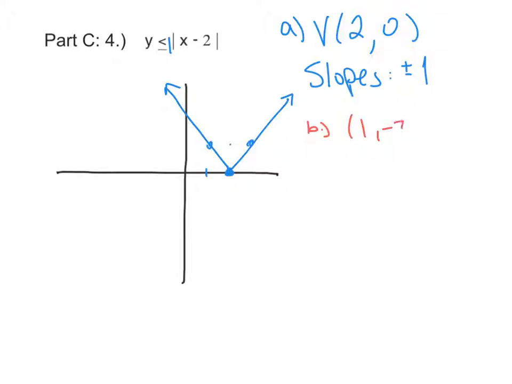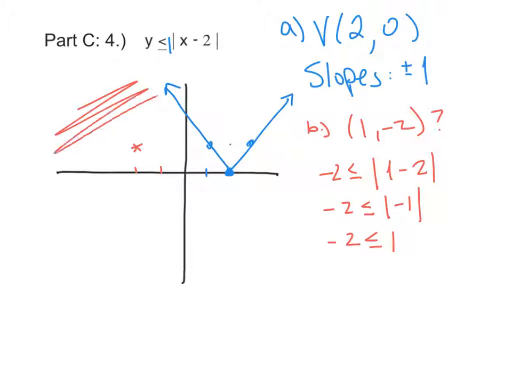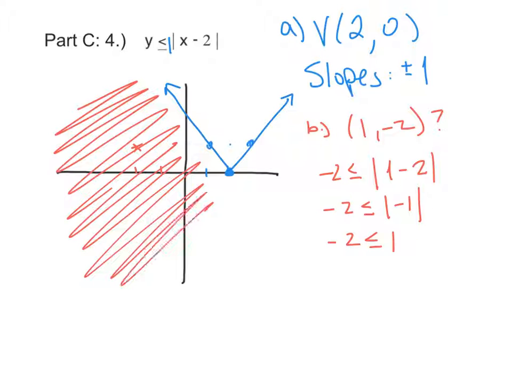I want to know, is 1, negative 2 a solution? And so all we have to do is plug it in. Is negative 2 less than or equal to the absolute value of 1 minus 2? Well, is negative 2 less than or equal to the absolute value of negative 1? Absolute value of negative 1 is positive 1. Is a negative number less than a positive number? Yes, it is. So at negative 2, 1, it is a solution. So we shade on this side of the V, which is all along the outside of it.